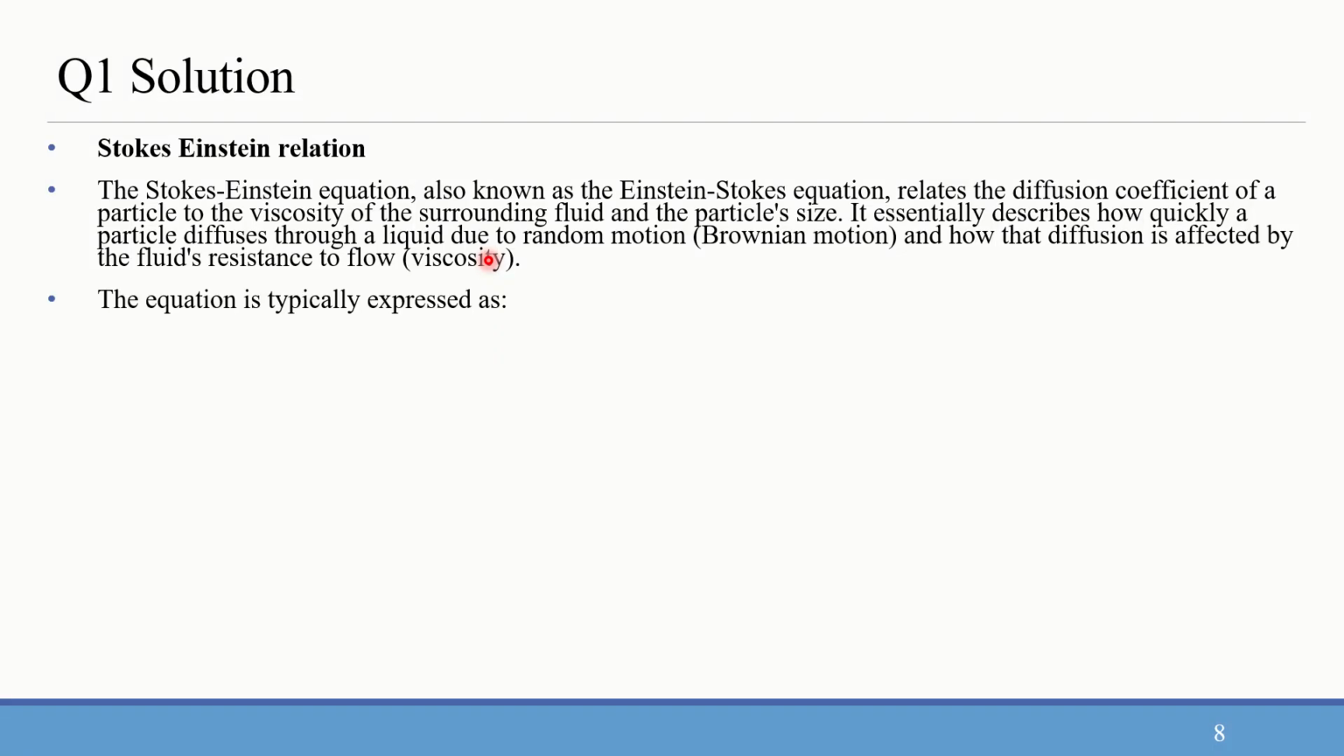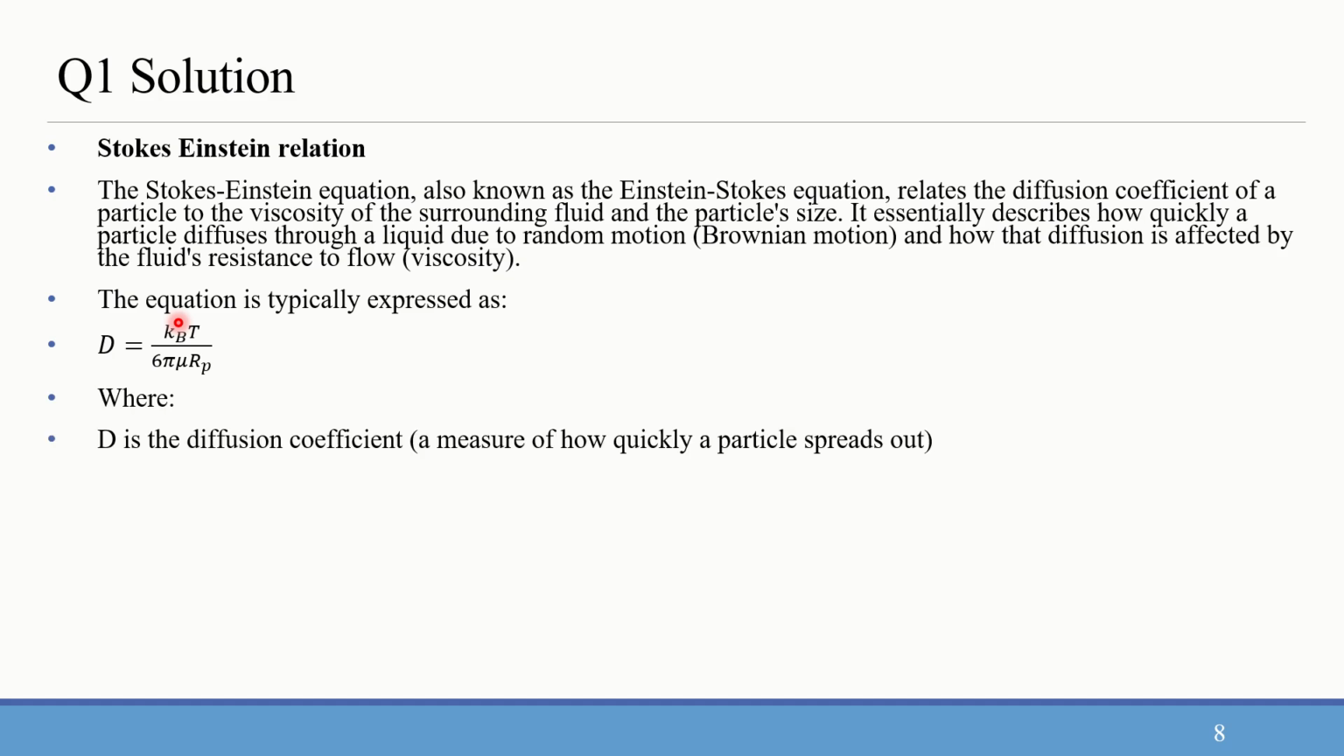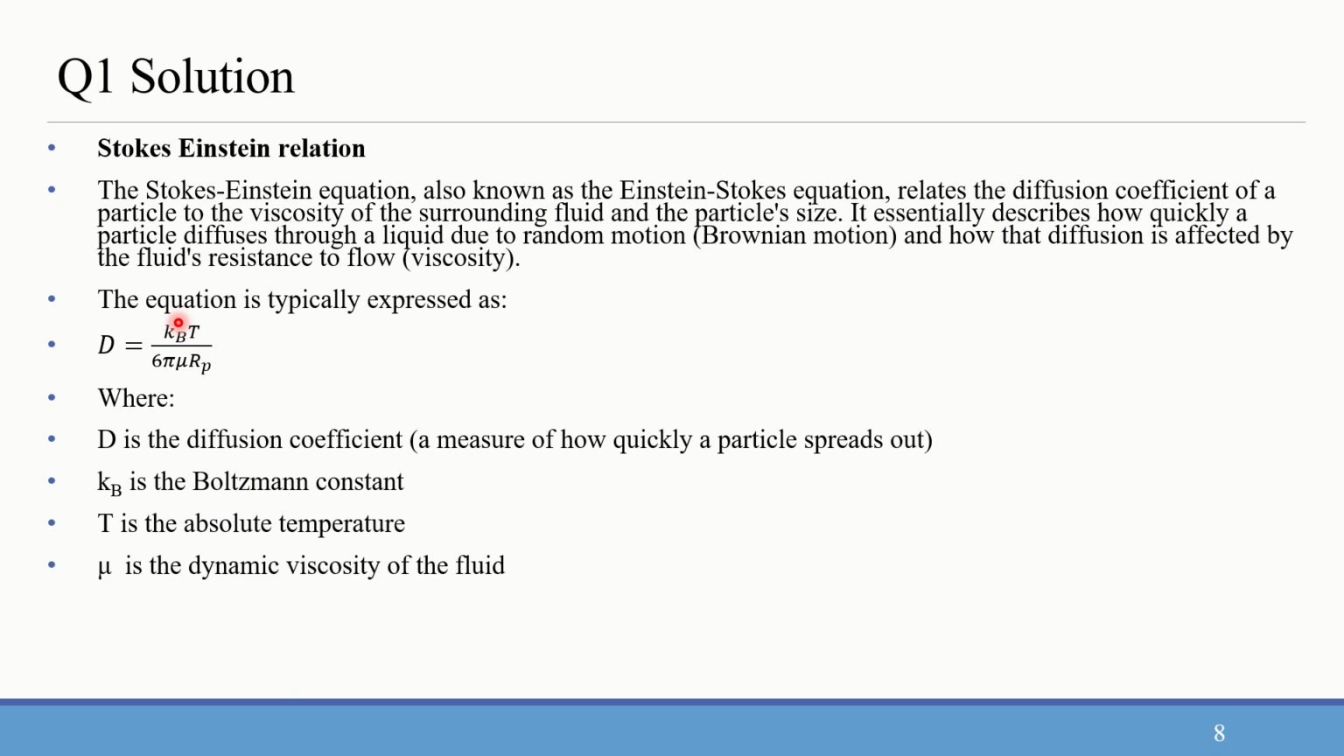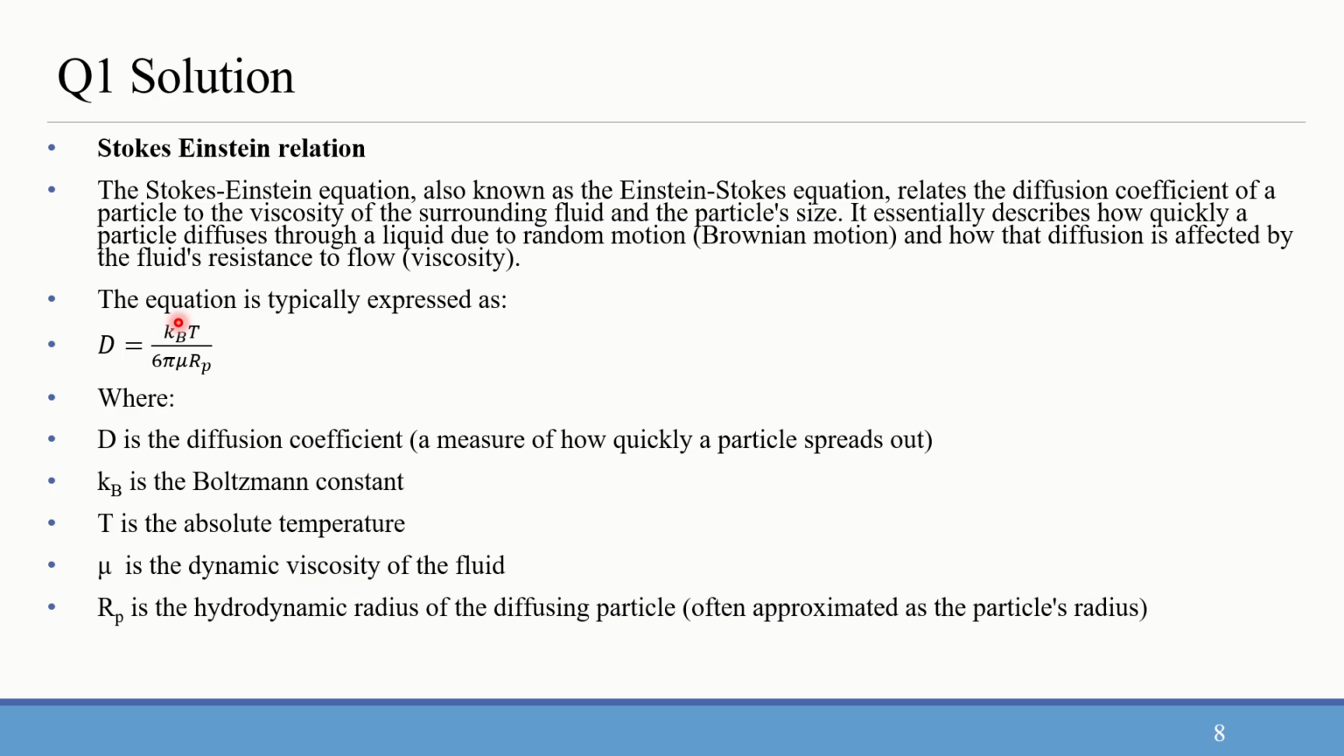The equation is typically written as D = kBT / (6 pi mu rp), where D is the diffusion coefficient, kB is the Boltzmann constant, T is the absolute temperature, mu is the dynamic viscosity, and rp is the hydrodynamic radius of the diffusing particle.